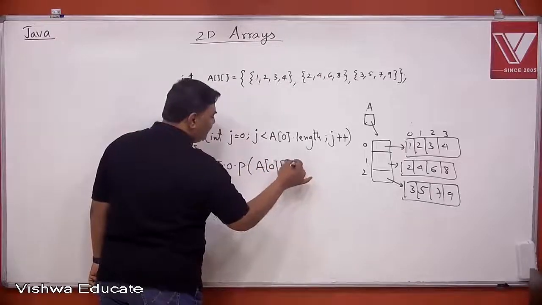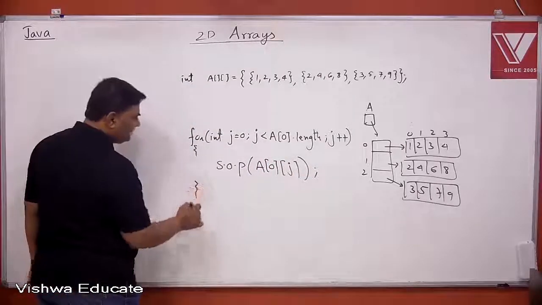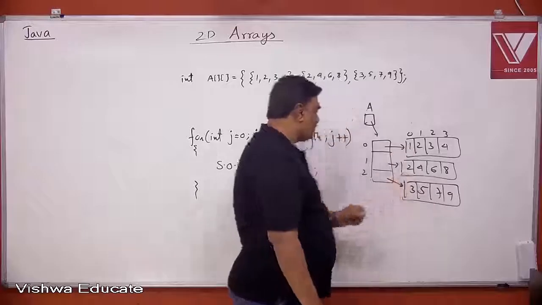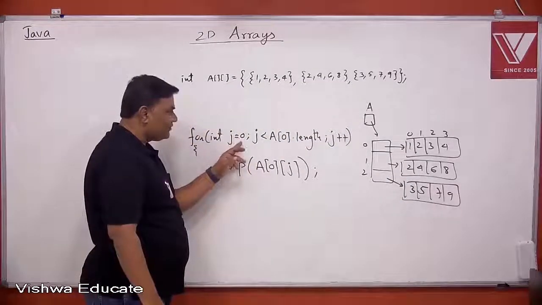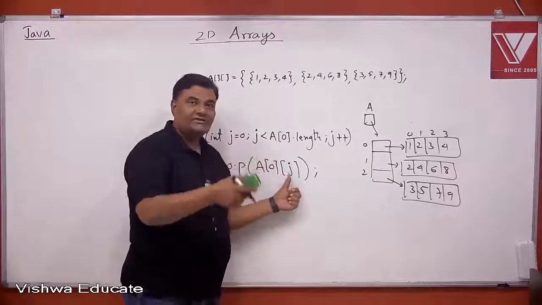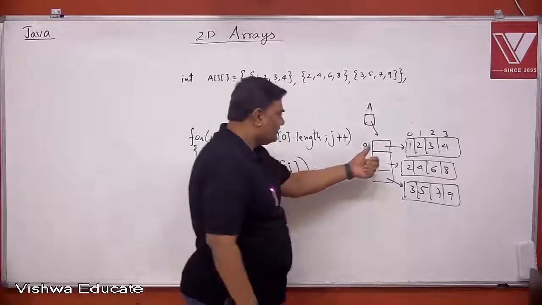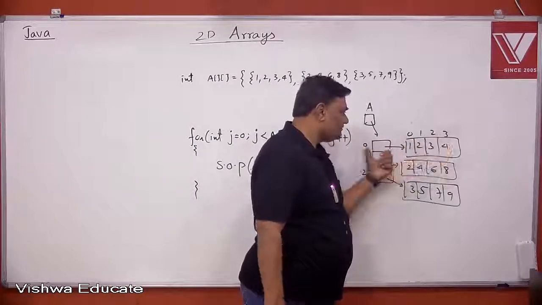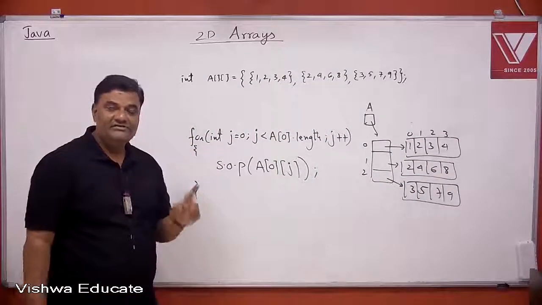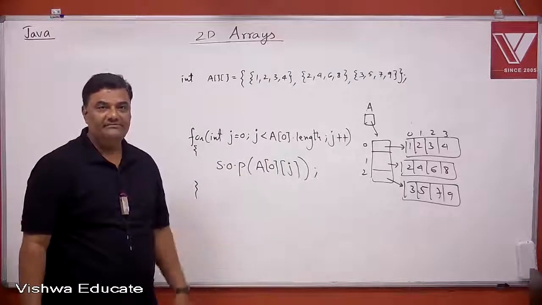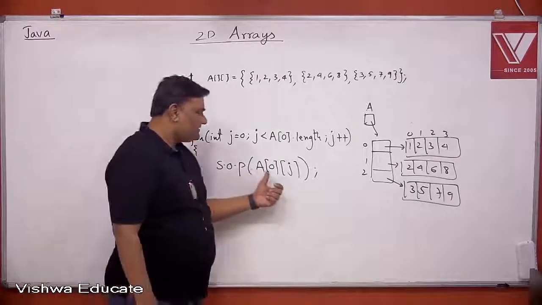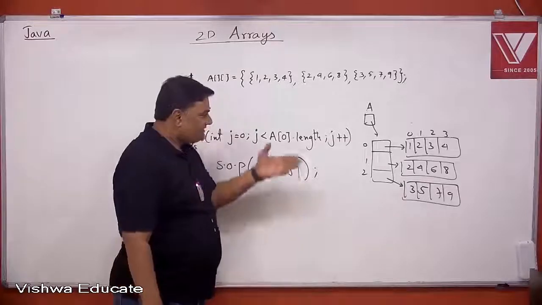0 j. So which elements will be displayed? Can you check them? A of 0, then j. What is j? j is taking the values 0 to 4. At 4 it will stop, up to 3 it will work. So 0 to 3. This will become 0, then 1, then 2, then 3. So 0 0, 0 1, 0 2, 0 3. It will print all these elements. So this loop is for printing just the first row of that 2D array. So a of 0 comma j is displaying only one row.